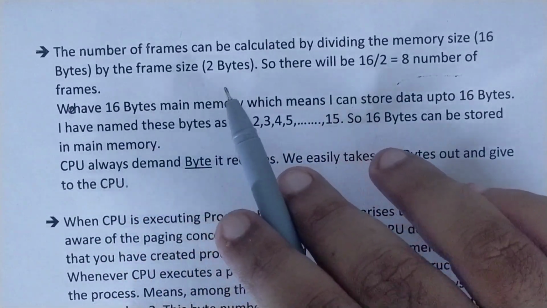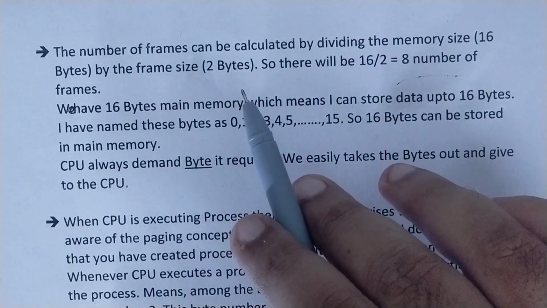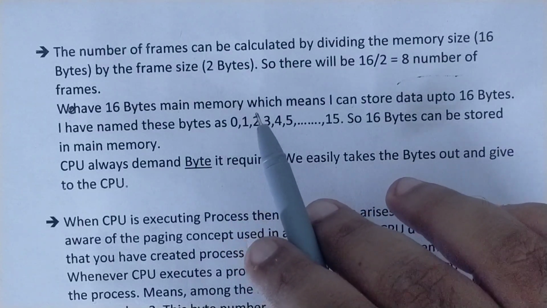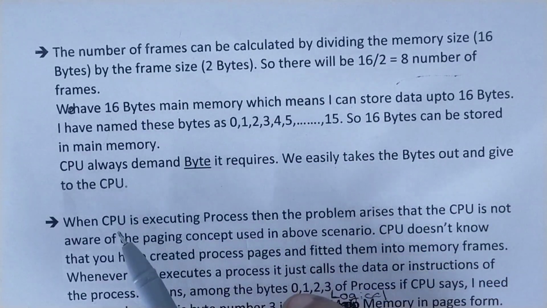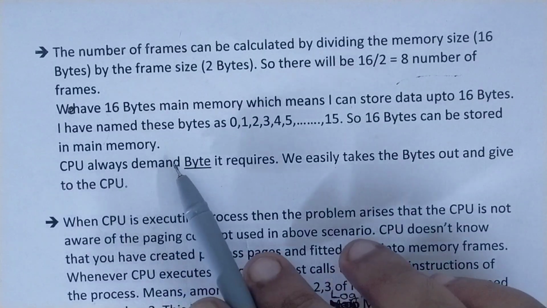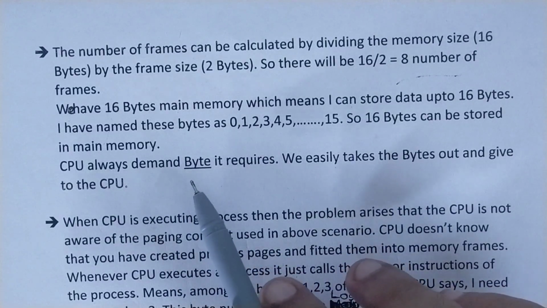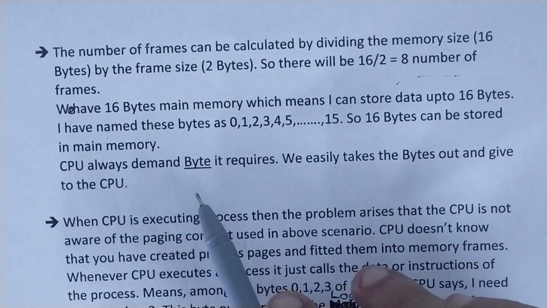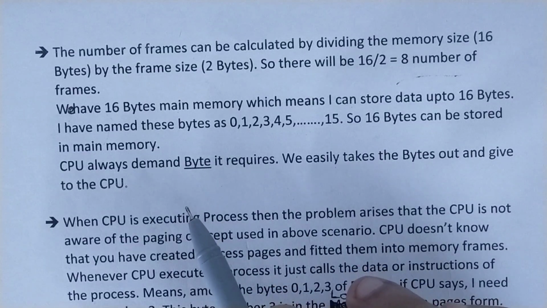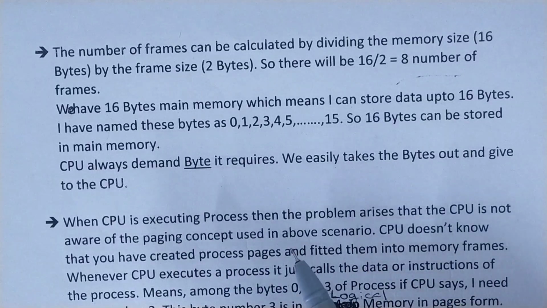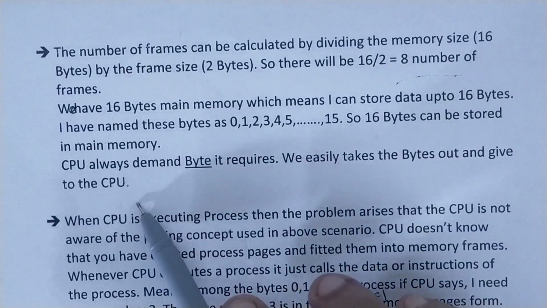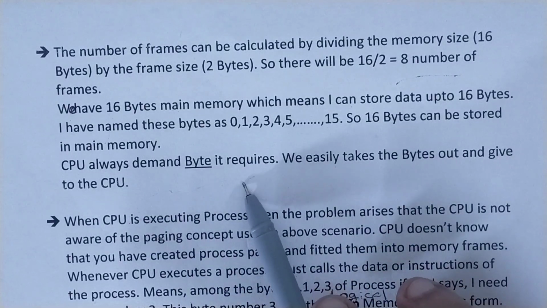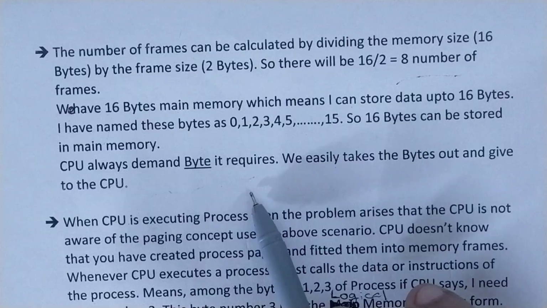Now the number of frames can be calculated by dividing the memory size, that is 16 bytes, by the frame size, that is 2 bytes. So there will be 16 divided by 2, which is equal to 8 frames in main memory. Thus we can say that we have 16 bytes of main memory, which means we can store data up to 16 bytes in memory. I have named these bytes as 0, 1, 2, 3, 4, 5 up till 15. So 16 bytes can be stored in main memory. Actually the CPU always demands the byte it requires, so we can easily find out this byte and give it to the CPU.